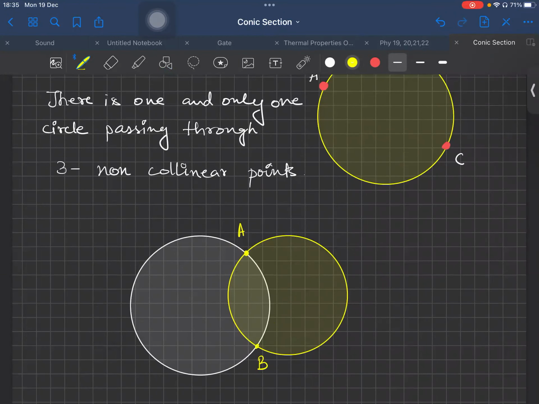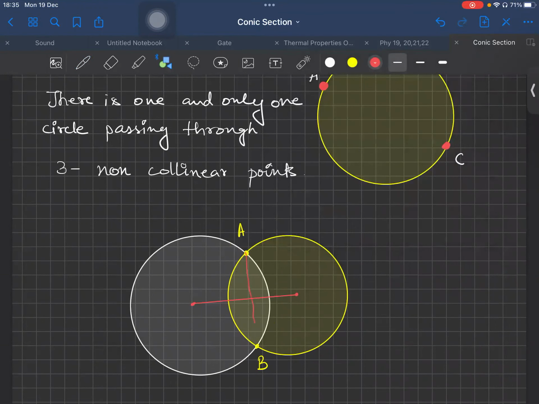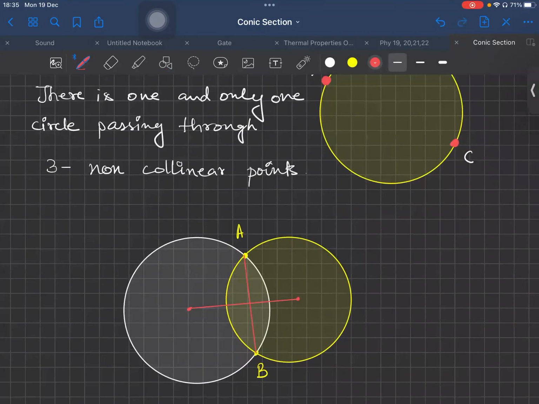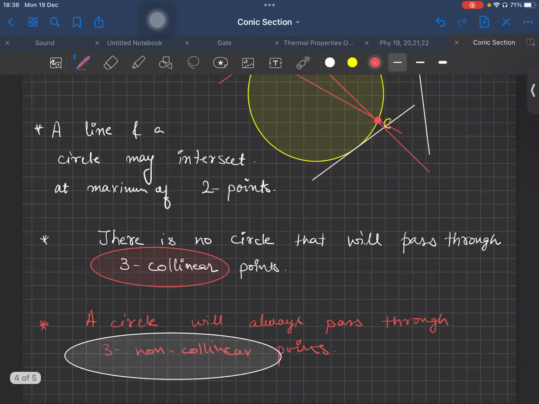Got it? There is also a property that, let's say this is the center of one circle and this is the center of the other. If you draw a line through the centers and a line through the intersection points, this will always be perpendicular. This is C1, this is C2, and AB. AB will always be perpendicular to C1C2. This is again one of the properties of a circle. Property 3.